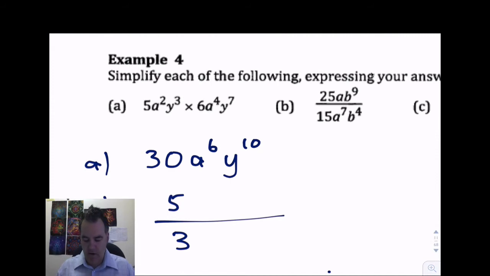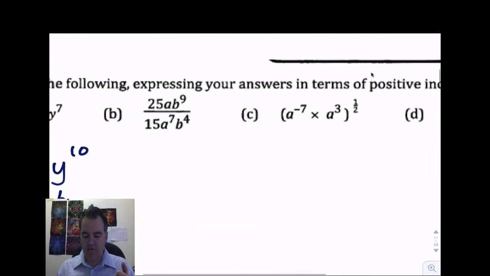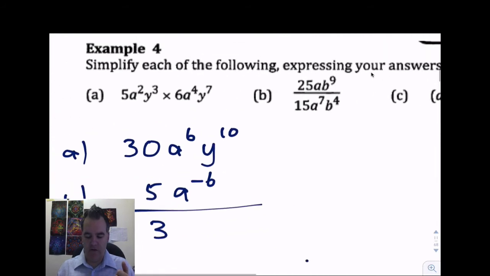You could write that either as a to the negative 6 on the top. 1 minus 7 is negative 6. But the question's asking for our answers in terms of positive indices. So rather than writing a to the negative 6 on the top, I'm going to write a to the positive 6 on the bottom.